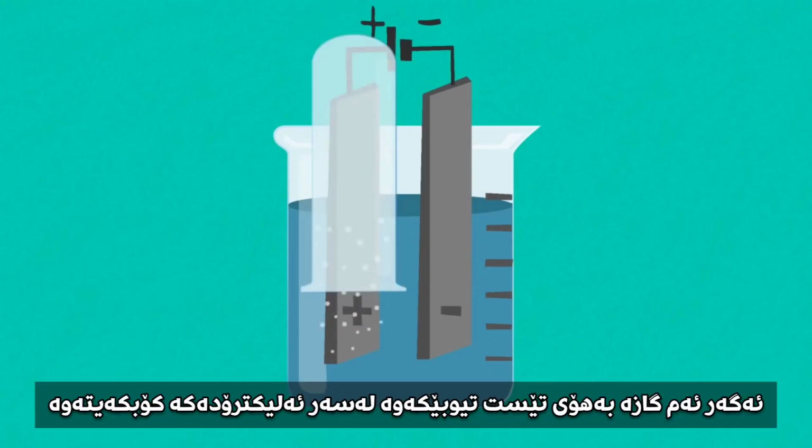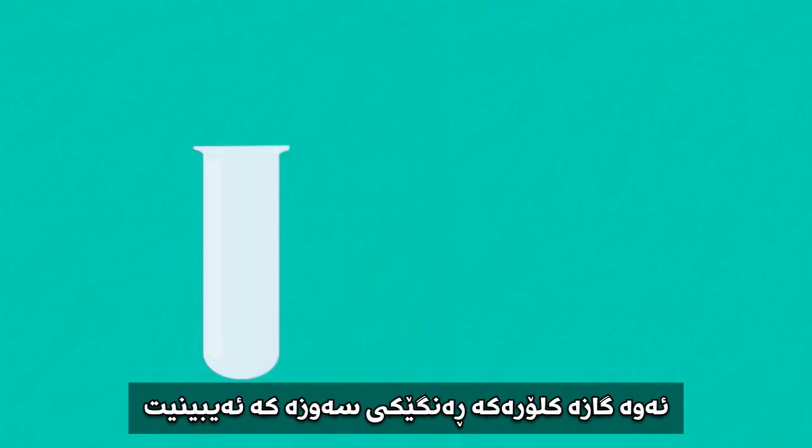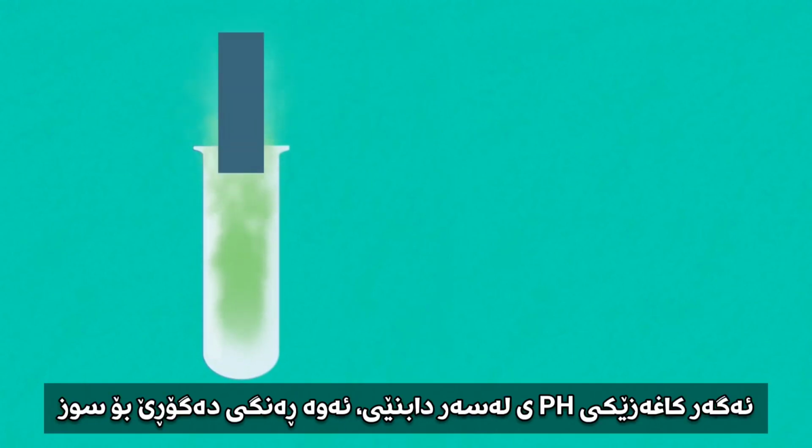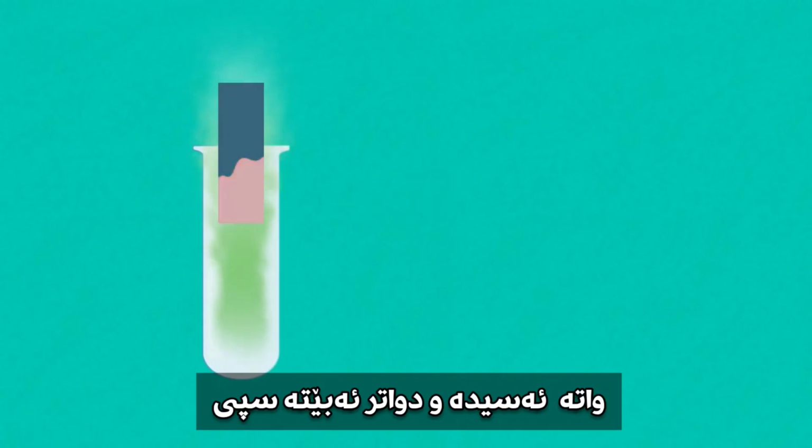If you collected the gas from the anode in a test tube, then you would be able to see the pale green colour of the chlorine gas. It will turn damp blue litmus paper red, showing that it is acidic, and then it bleaches it.